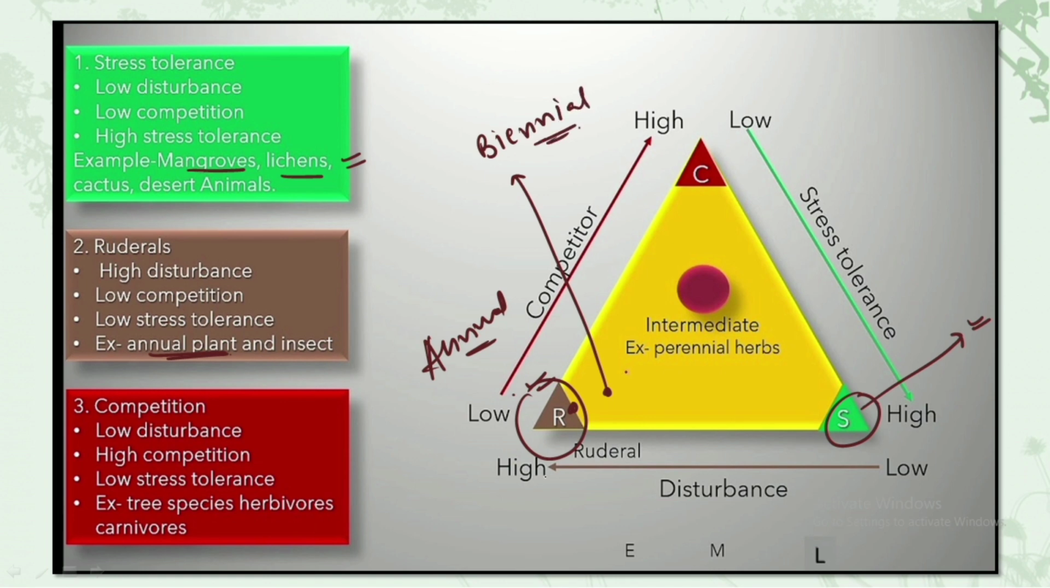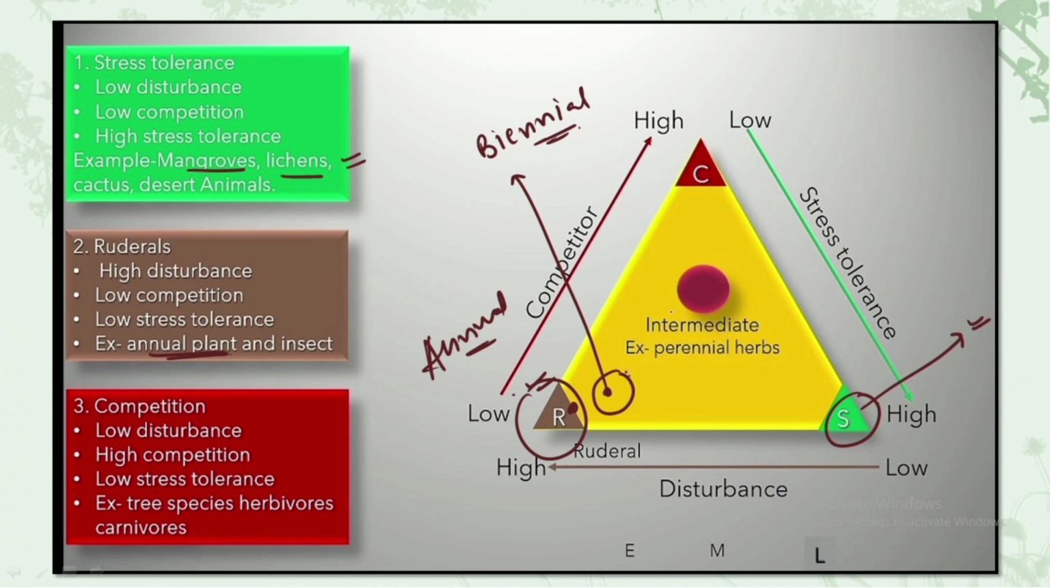So first we would have the annual plants, which are present in the very high disturbance area, and adjacent to them we would have the position of the biennial plants, which have very little difference in disturbance between the annuals and themselves, hence they are present very adjacent to them. So this was the second thing that you have to remember.